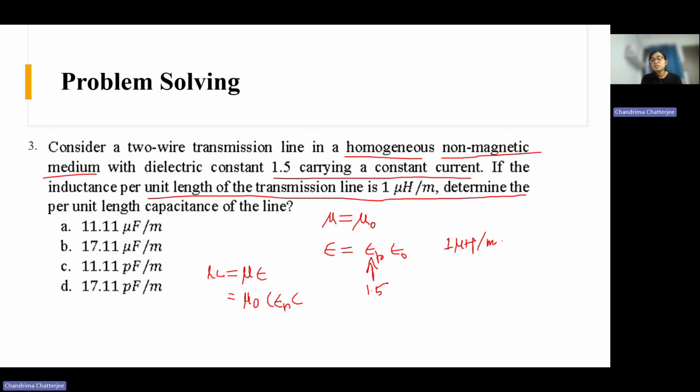Okay, this we can tell. C is what? Mu naught epsilon R epsilon naught by L, right? Let's see. 1.5 times 8.854.